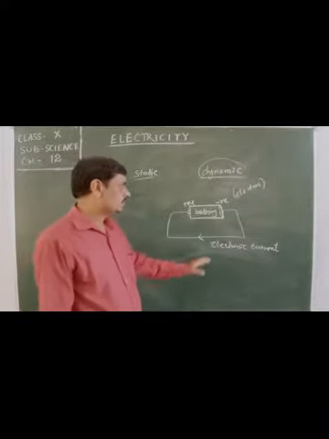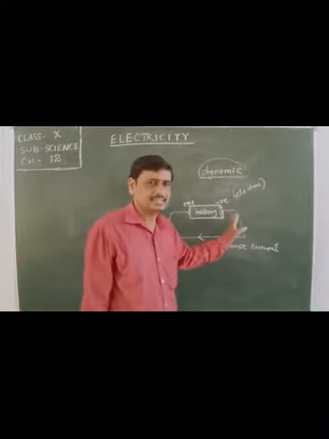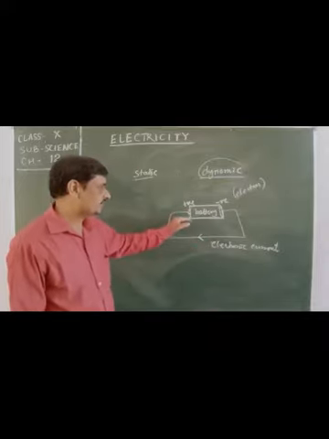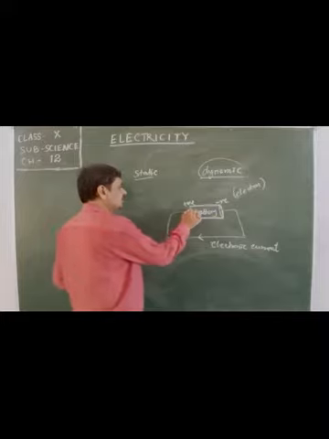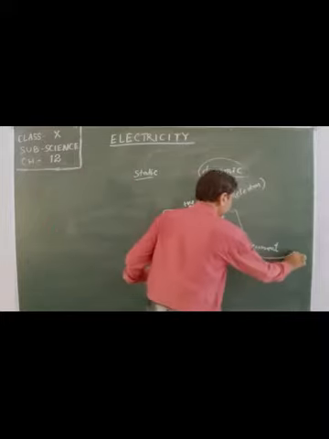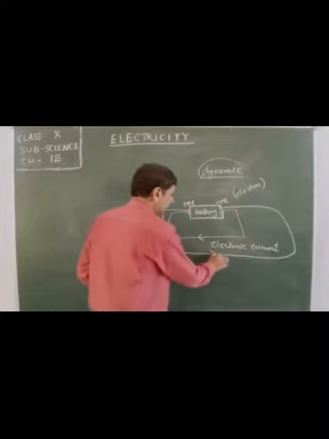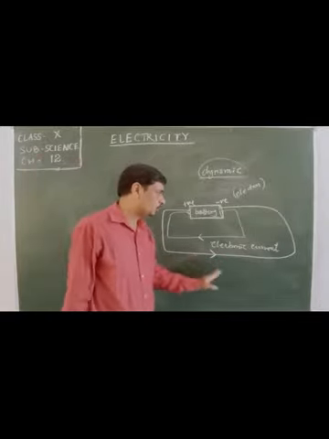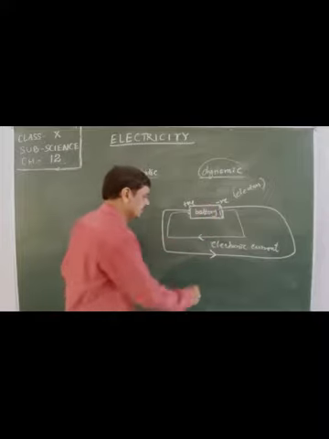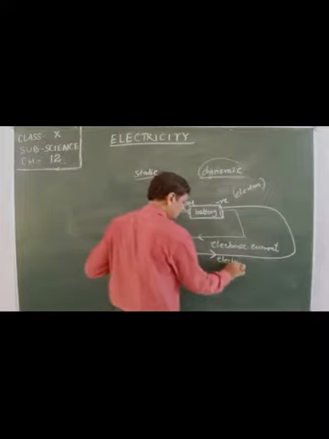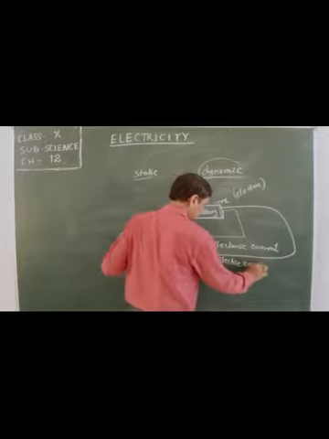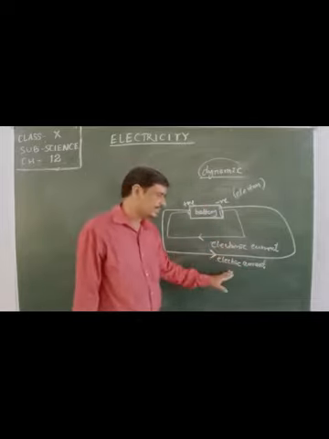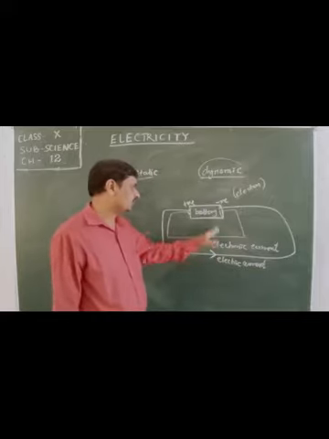The current formed by moving electrons from the negative terminal to the positive terminal is called electronic current, and the charge moving from the positive to the negative terminal is called electric current. Two types of current are there, electronic and electric. Negative to positive is electronic, and positive to negative is electric.